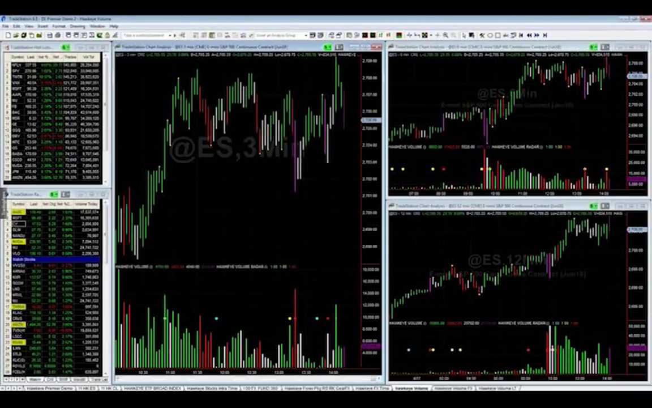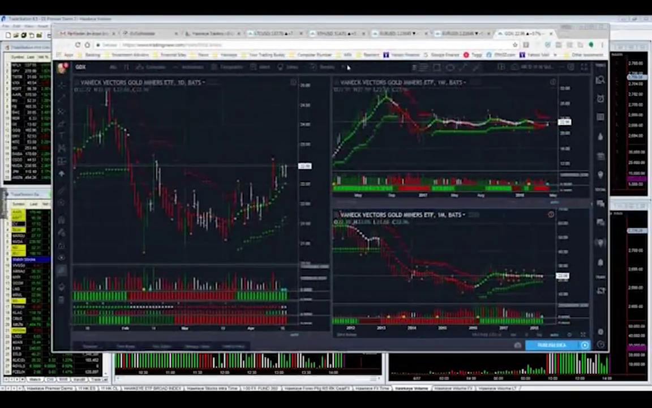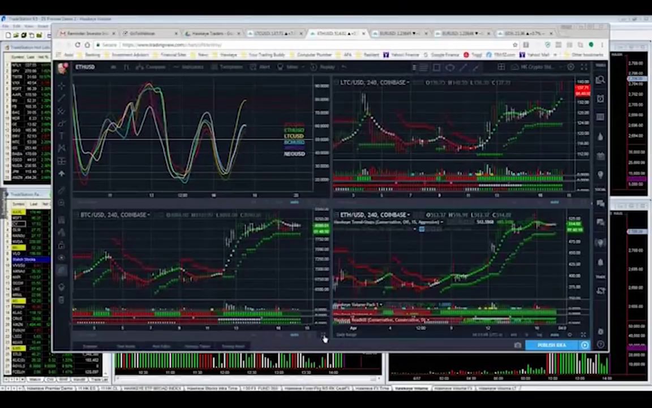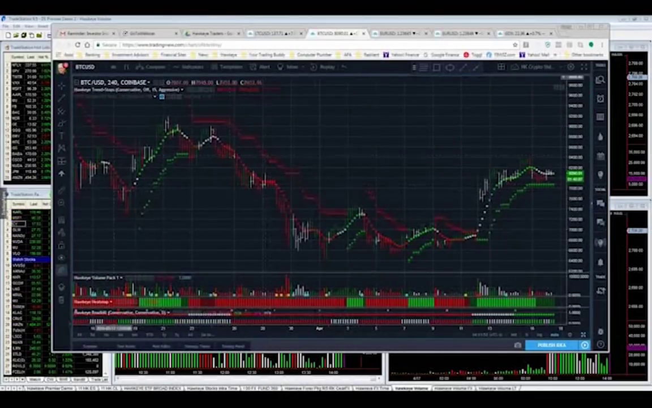Bitcoin, you want to see Bitcoin? Okay, let me get TradingView back over here real quick. Here we go. Here's the Bitcoin chart. Right now, this is a 240, looking at Bitcoin from Coinbase data.